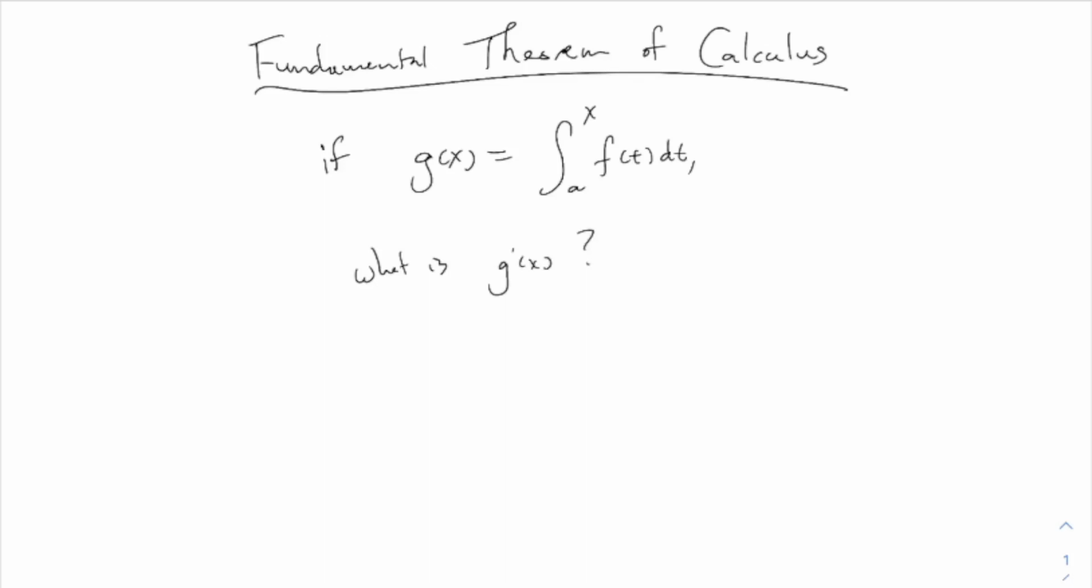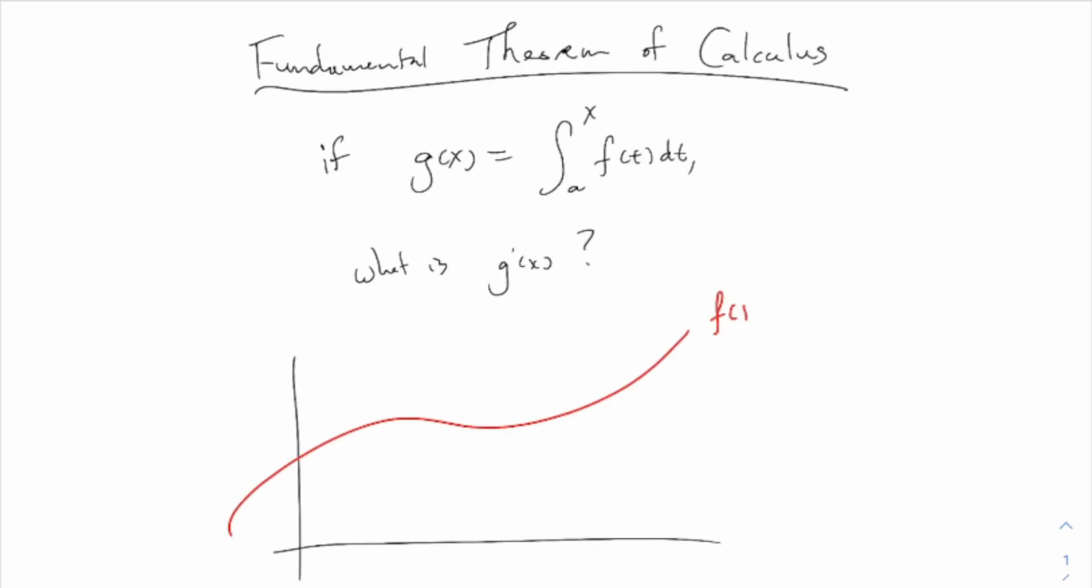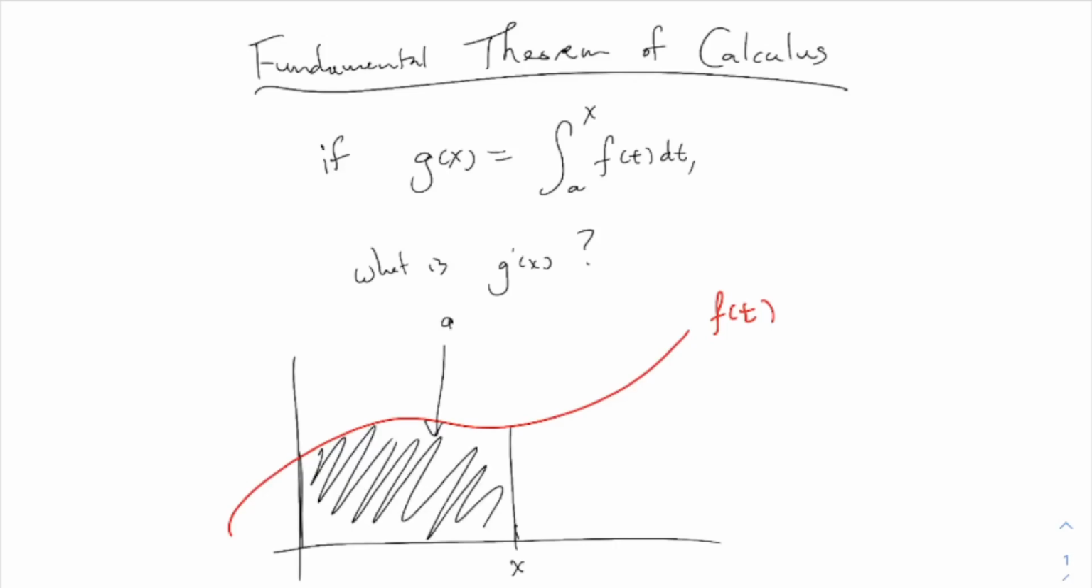This would be the rate of change of this area, the area from a up to x. What this represents is pretty weird, but f of t is some kind of function like this. And if here is x, this is the area up to x. So that area right there is g of x. It's the area you get when you measure the area up to x and you stop at x.